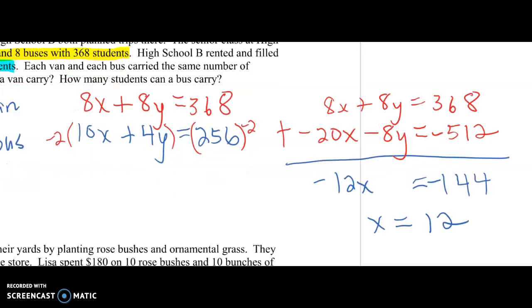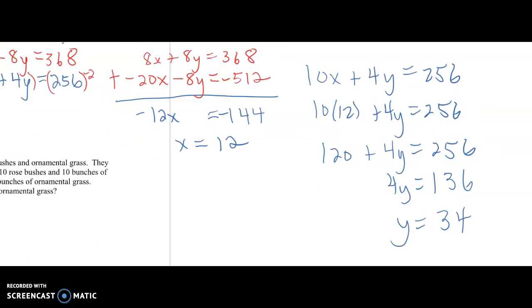When we add straight down, the y's go away, and we're left with negative 12x equals negative 144. Solving for x, we get x is equal to 12. So that's how many students can be in a van. Now we need to figure out how many students can be in a bus, so we need to solve for y. Using the equation 10x plus 4y equals 256, plug in 12 for x. Solving for y, I get y is equal to 34. So that's how many students can be in a bus: 34 students.